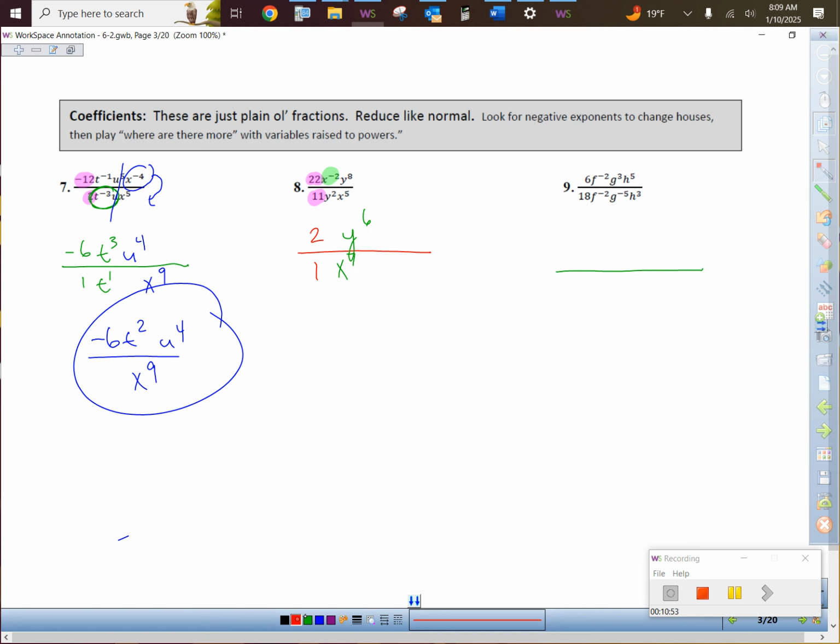Another one. 6/18 is our coefficient. That can reduce. Please get it reduced. Doesn't 6 go into each one of those? You can always use a calculator to reduce it. It doesn't hurt my feelings. I'm just making sure we know that that can reduce by 6. 6 goes into 6 one time. 6 goes into 18 3 times. Cool? Ooh, look at those F's.